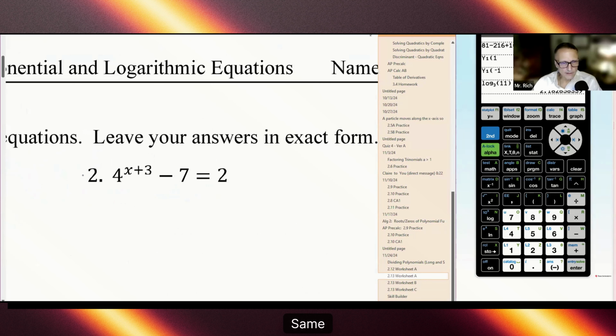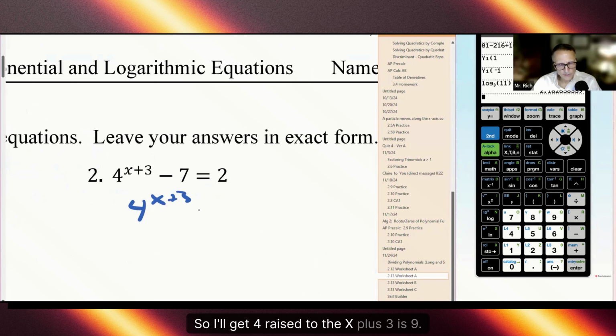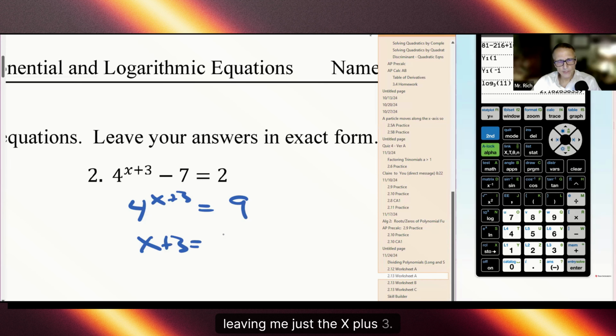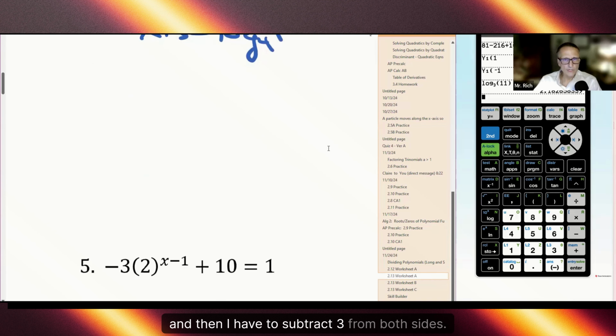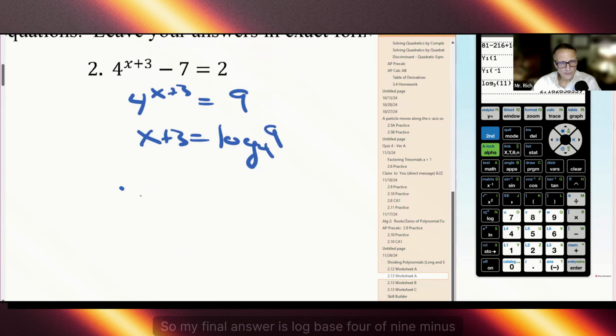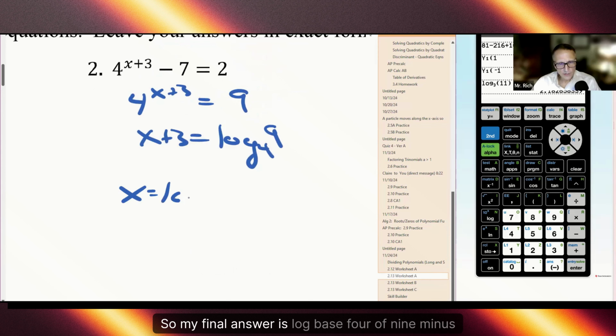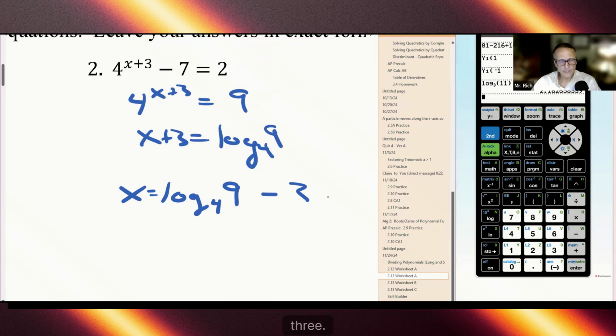All right, same thing here. I'm going to add 7 on both sides. So I'll get 4 raised to the x plus 3 is 9. I'm going to take log base 4 on both sides, leaving me just the x plus 3. I'm going to get log base 4 of 9, and then I have to subtract 3 from both sides. So my final answer is log base 4 of 9 minus 3.